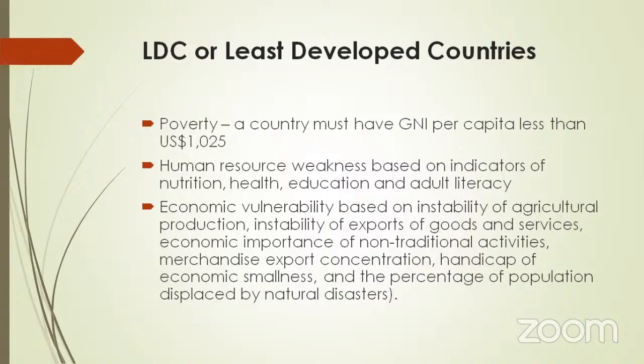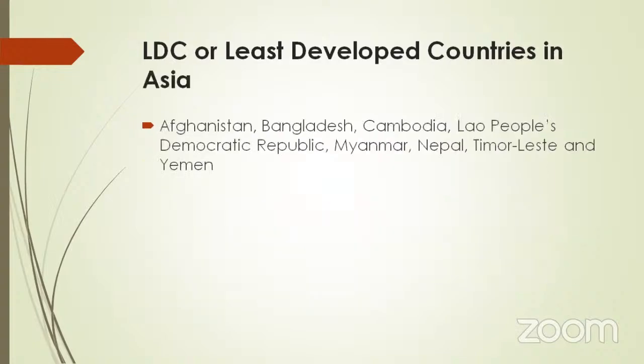And the third is economic vulnerability, based on instability of agricultural production, instability of exports, importance of non-traditional activities, merchandise export concentration, and percentage of population displaced by natural disaster. So this is how, more often than not, they have given indicators and calculated. Which are the LDC countries? In Asia, these are some of the LDC countries: Afghanistan, Bangladesh, Cambodia, Myanmar, Nepal, Yemen. Again, remember, these are measurements. How you do the measurements, who is doing the measurement, there are margins of error, but these are broad-based definitions they have given.